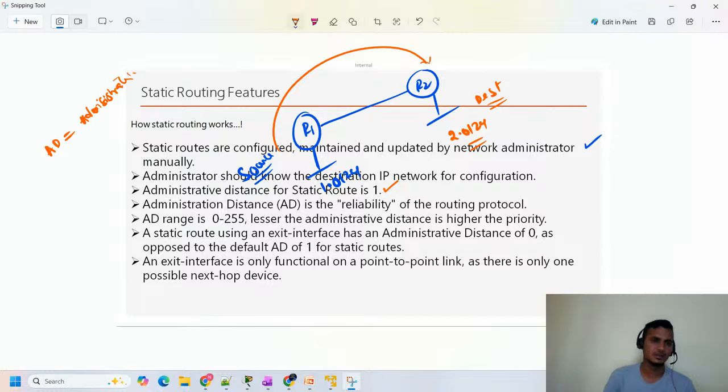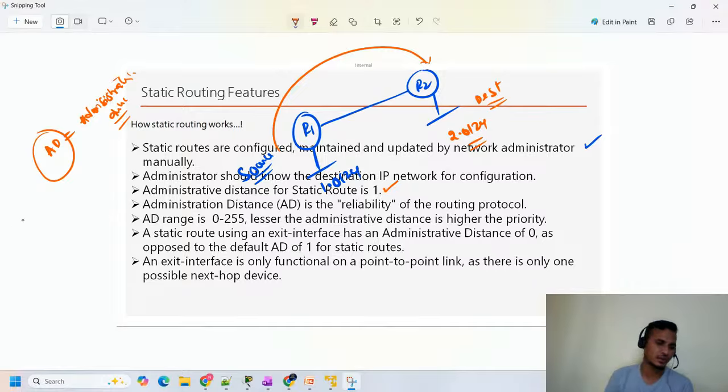Administrative distance is nothing but your trustworthiness, guys. It is going to be considered based on the AD value. Based on the AD value, it is considered as trustworthiness. So the static route AD value is 1.